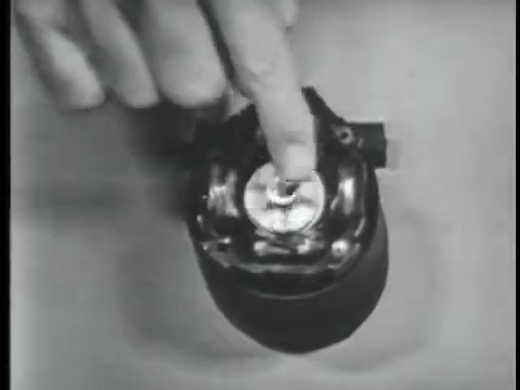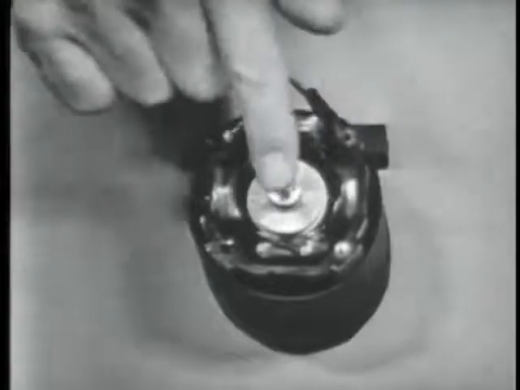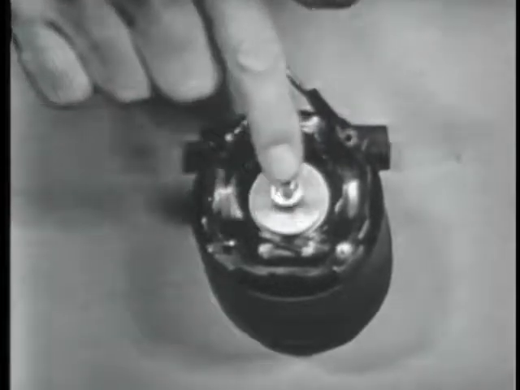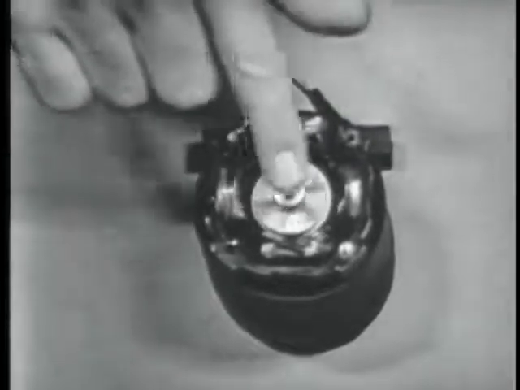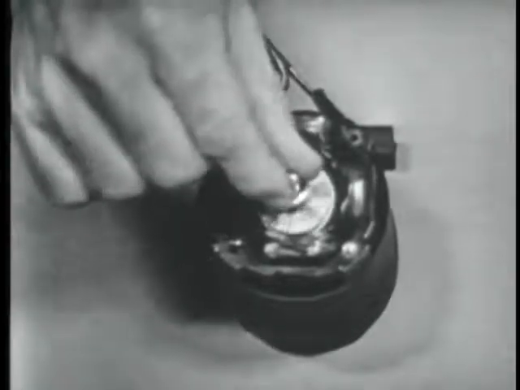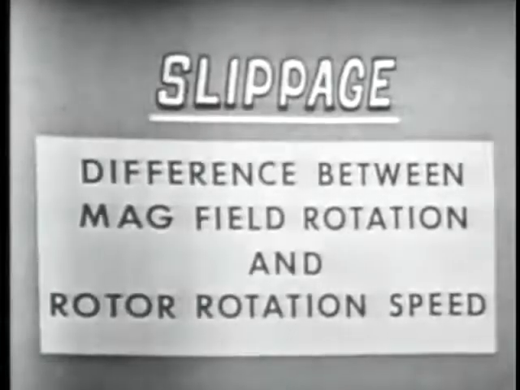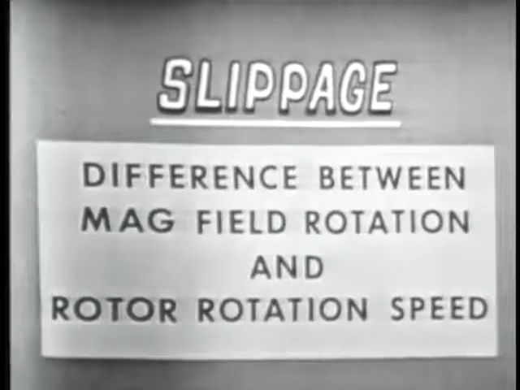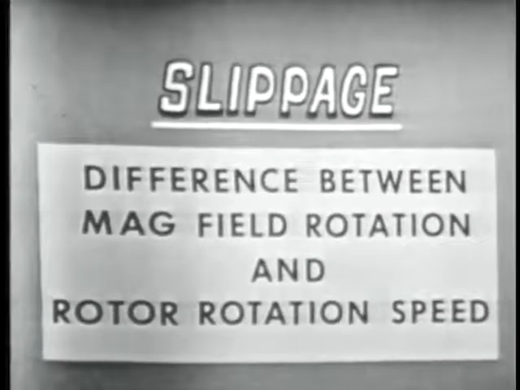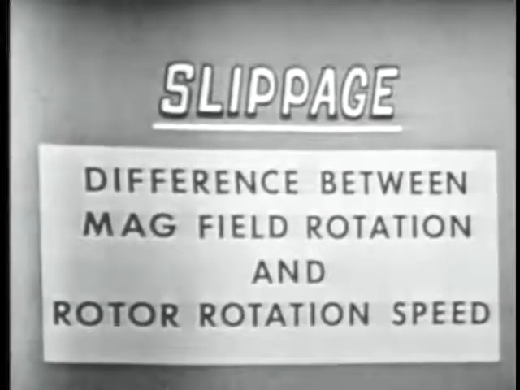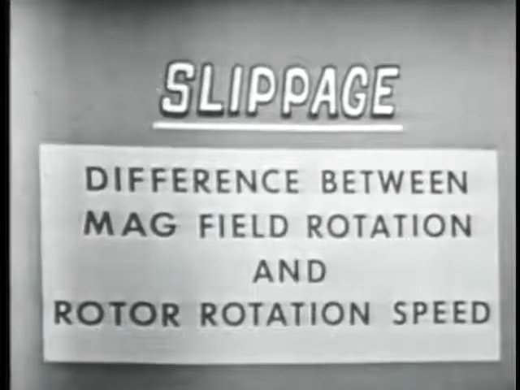So the rotor's got to go slower than the rotating magnetic field in order to have relative motion so that it can become an electromagnet. Which brings us to item number 6 in the TVI guide, and my turn. Slippage is defined as the difference between the speed of rotation of the magnetic field and rotor rotation speed. Right.